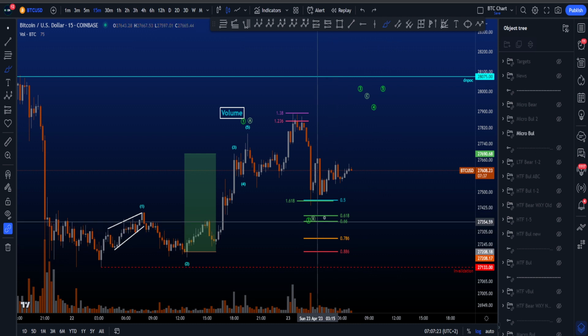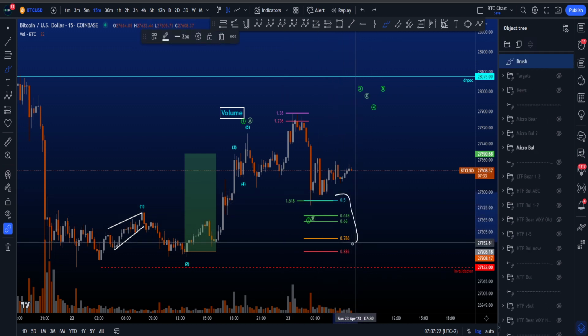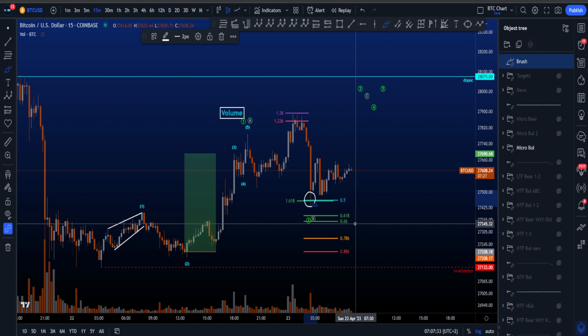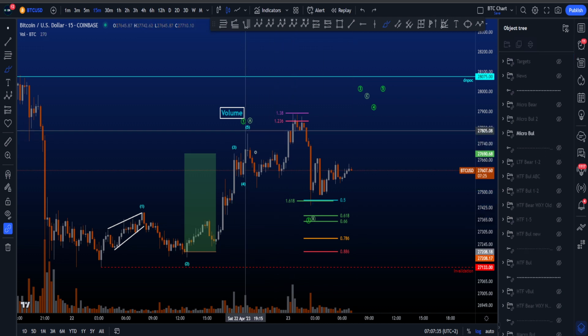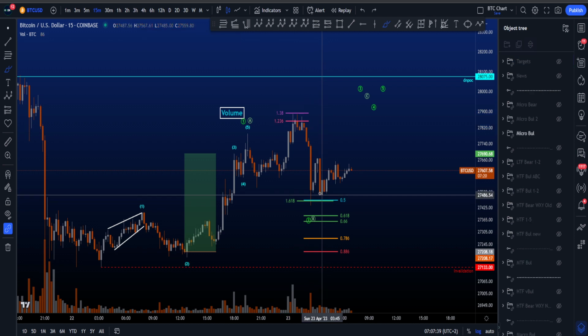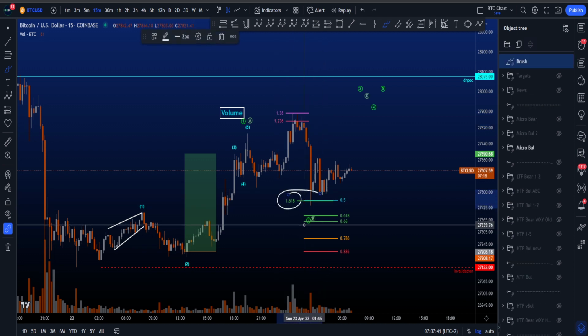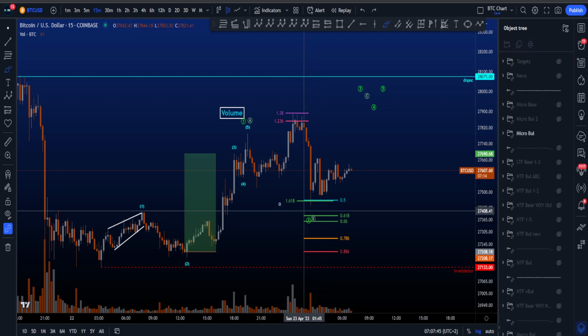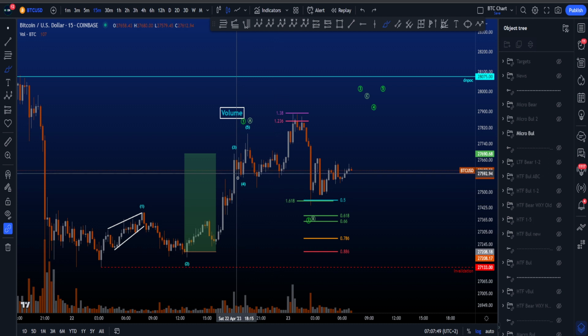wave C. Now this wave 2 bounced on the 0.5 because for a wave 2 the most common target area is between 0.5 and the 0.786, and as you can see it wicked into the 0.5, which is absolutely fine. And also this expanding flat for an ABC hit the most common target area for a wave B, as well as the 1.618 most common target area for a wave C, so that works very nicely as well.